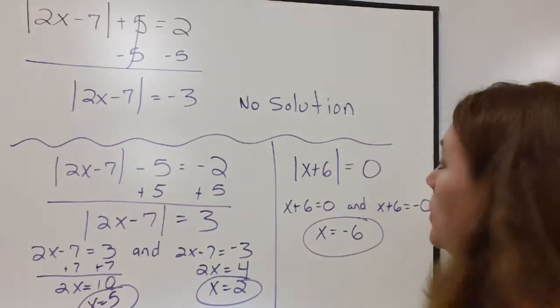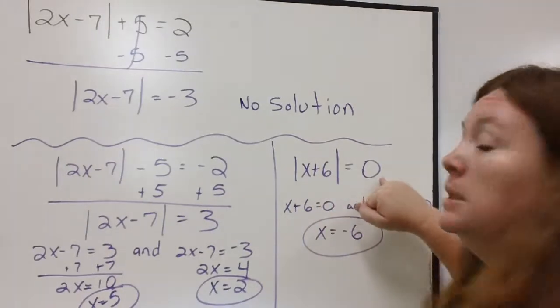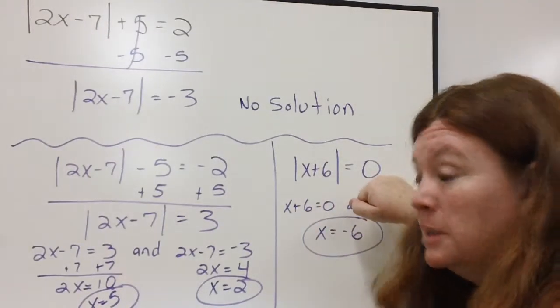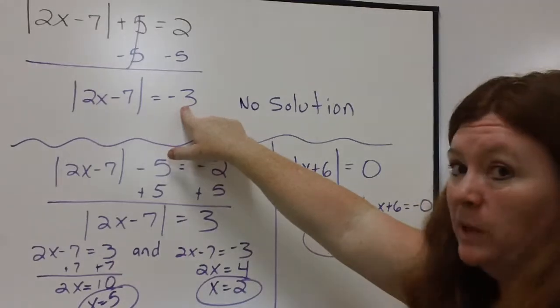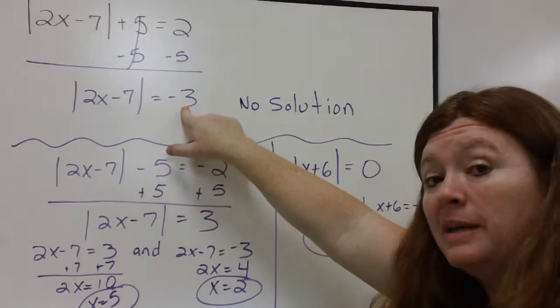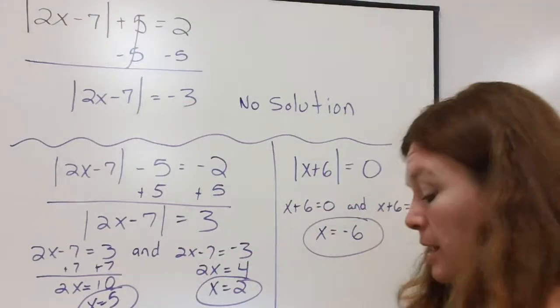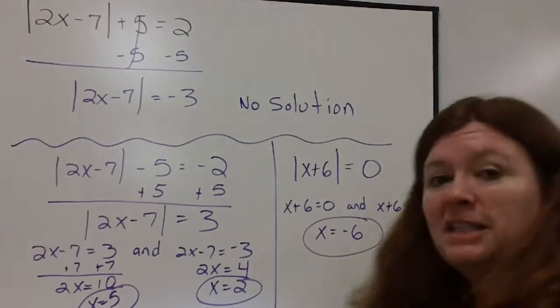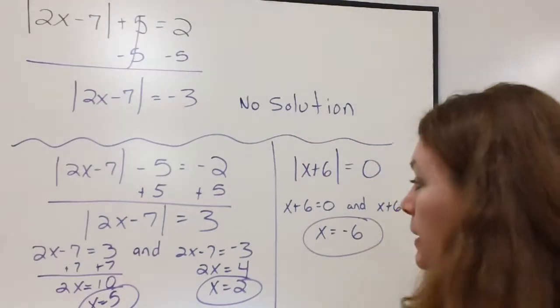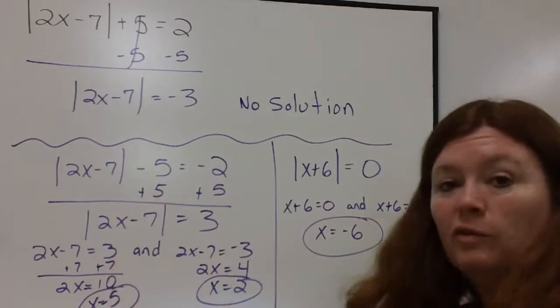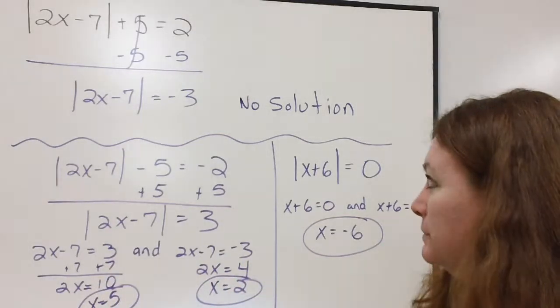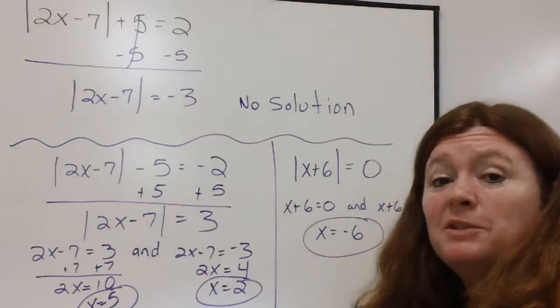All right, so if your absolute value equals 0, you'll have one solution. If it equals a negative number, you won't have any solutions. Otherwise, you're going to have 2. So you just need to set up your positive and negative values and solve each equation separately. And that is solving absolute value equations.